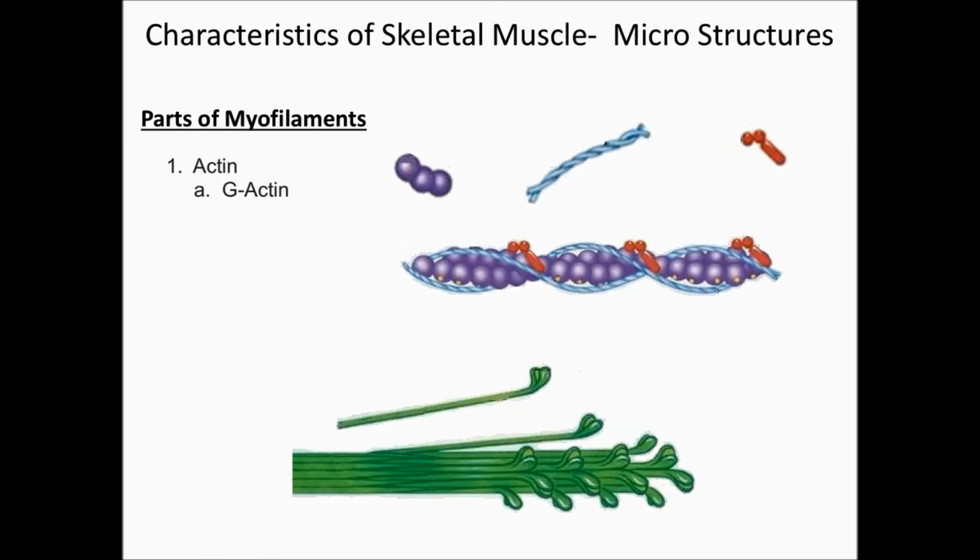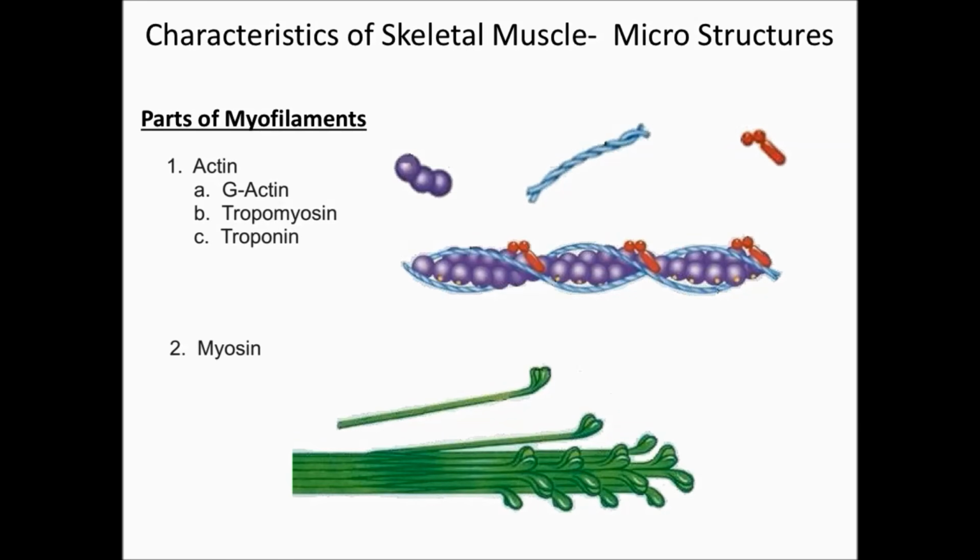The next part of an actin myofilament is tropomyosin. Tropomyosin is the light blue structure that looks like a piece of licorice. The function of tropomyosin is to cover the active binding site of G-actin. And finally, the last part of an actin myofilament is troponin. Troponin is attached to tropomyosin. When calcium is present, calcium will bind to troponin, which pulls on tropomyosin and eventually exposes the active binding site of G-actin.